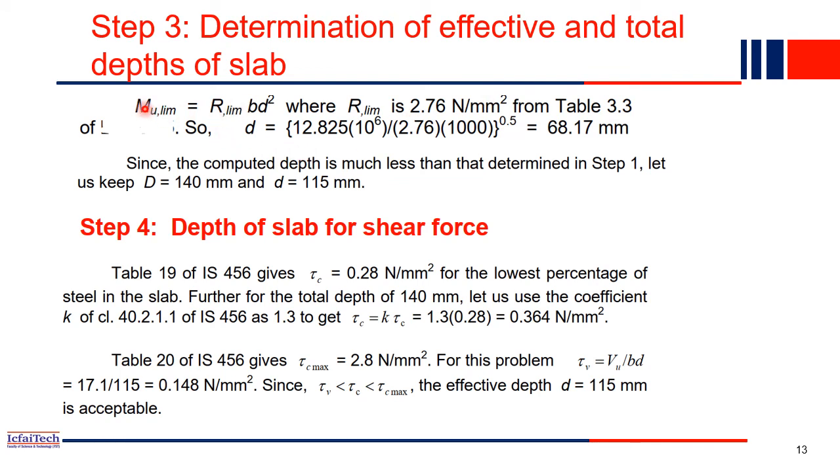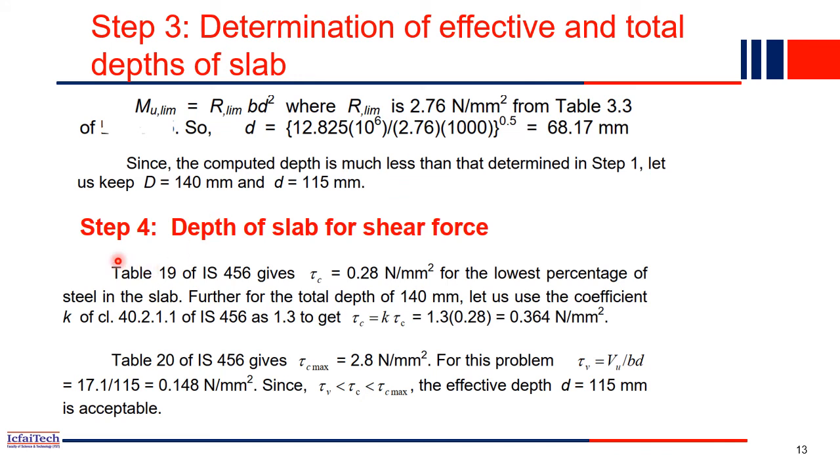Okay, so from this Mu also we know, from this expression, Mu is 12.825 into 10 to the power 6. By this value we will get the D value. So the D value comes out to be 68.17. So the minimum depth of the slab required is 68.17. How much did we provide? We provided 115 in step 1. So whatever we assumed is fine, because the minimum D required is 68.17. So this check is done.